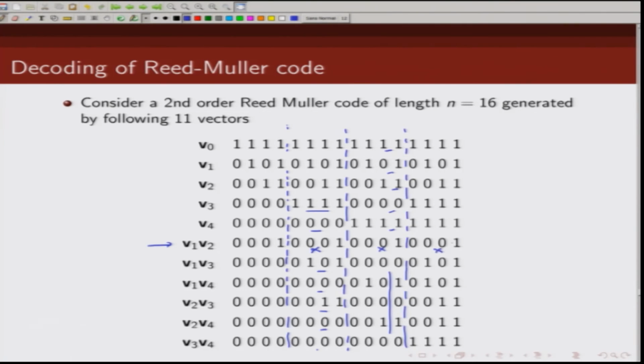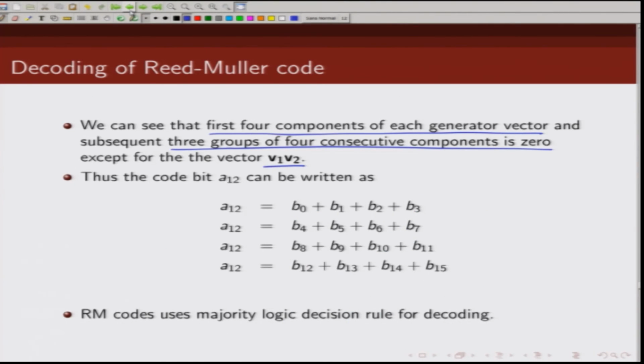Similarly, this is not 0, these are all, if you add up these, they are all 0, 1 plus 1, 1 plus 1 plus 1, these are all 0. Same here, 1 plus 1, 0, 1 plus 1, 0. So, if you look at these bits, 4 bits at a time, you will notice except for this one V1, V2, all others are 0. Now, how can we make use of this fact?